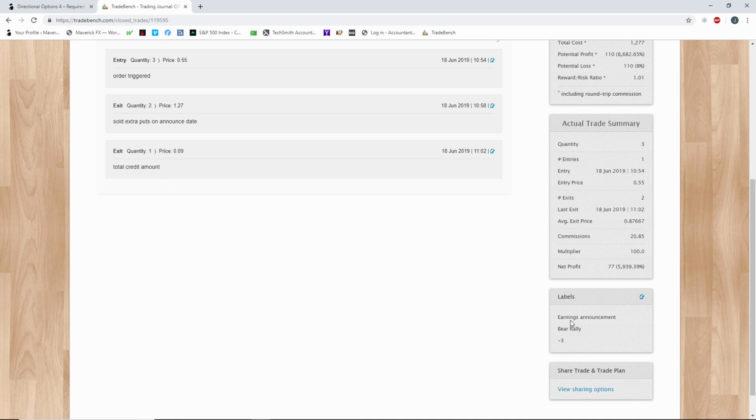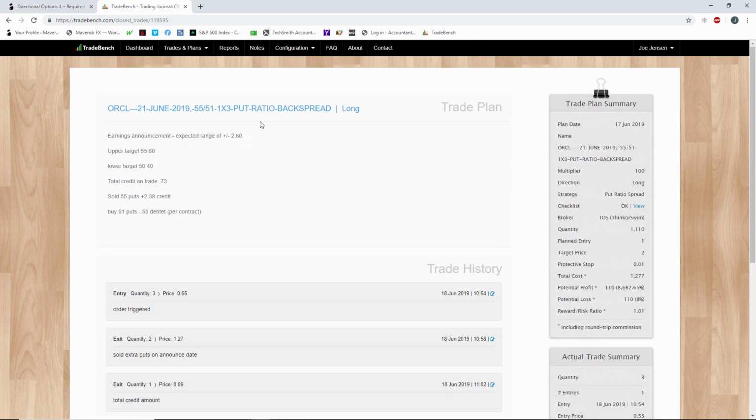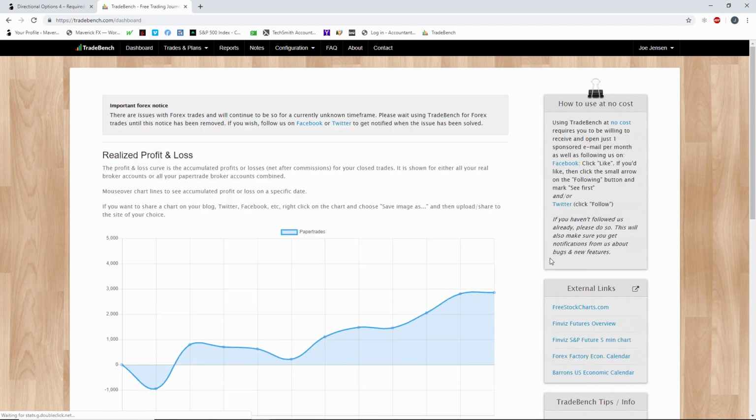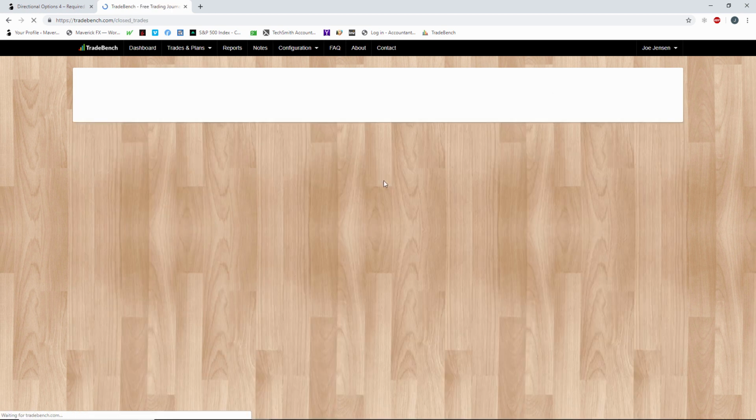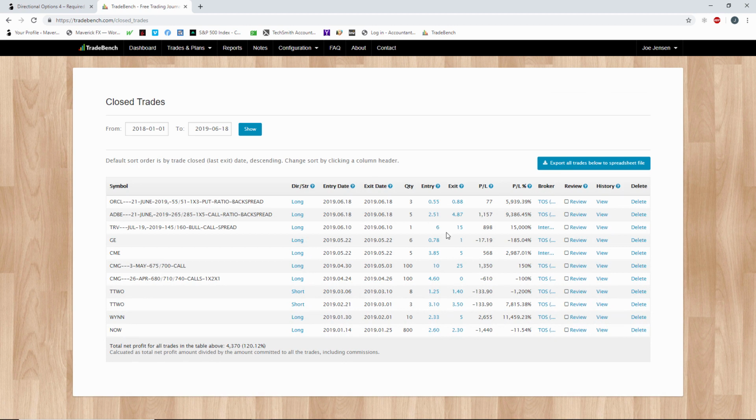You know, here's some labels: earnings announcements, bear rally, so on and so forth. So it's all there. Now, if you go back to your dashboard, it adds to your grade at any time. Once again, I know this is off topic, but we can go look at our closed trades. We can see how we're doing, right? Here's that Adobe we did. Here's Oracle we did. These are the two trades we did today. Made a bunch more on Adobe than we did Oracle, didn't we?